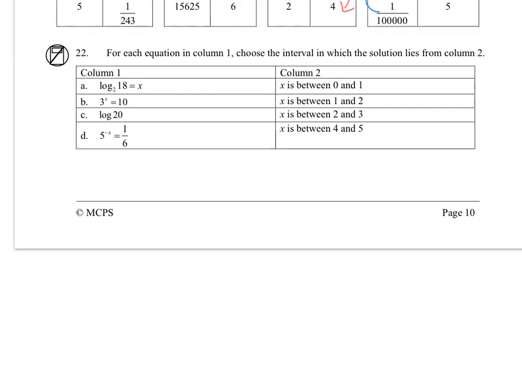All right, for each column, choose the interval in which the solution lies in column 2. Okay, this is like matching. So for A, that's saying 2 to the x is going to be 18. Well, what's close to 18? Oh, 2 to the 4th is 16, and 2 to the 5th is 32. So this x has to be between 4 and 5.